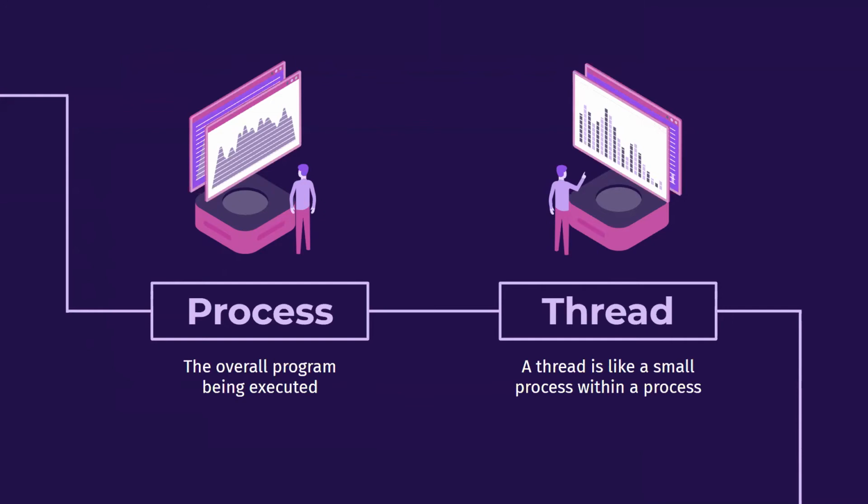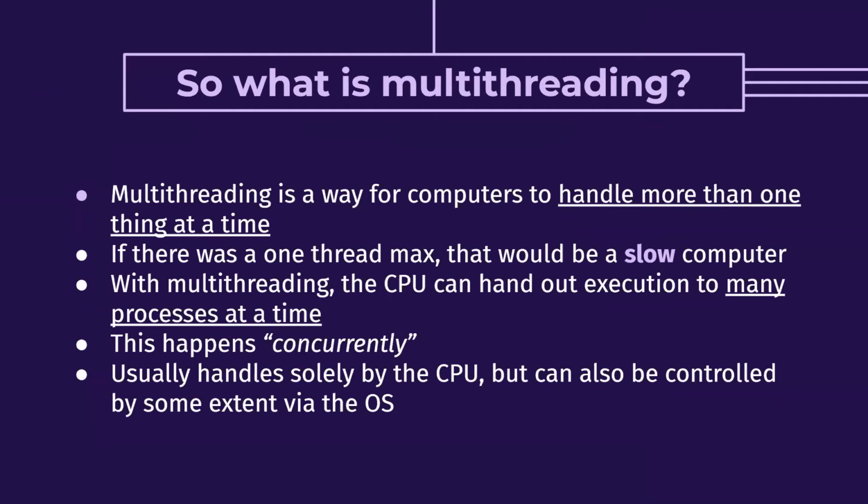These are the even smaller individual things being run within a Python script, for example, a function or a file input. So multi-threading, more in depth, is basically a way for computers to handle more than one thing at a time. A lot of programs these days have hundreds of thousands, if not millions, of lines of code. If they were to synchronously execute that code, or run it with one thread, it would be very, very slow and would not accomplish anything. With multi-threading, though, the CPU can hand out the execution of these instructions to many processes at one time, and this is what's known as happening concurrently. Usually, this process of multi-threading is handled solely by the CPU, but it can also be controlled to some degree by the OS via the programmer.